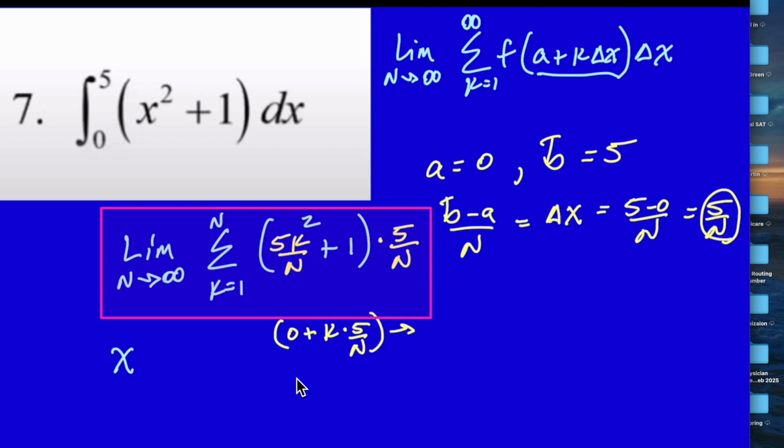Folks, as I went to erase this, I realized that this should be in parentheses, emphasizing that the square is going to apply to all the factors within the parentheses.